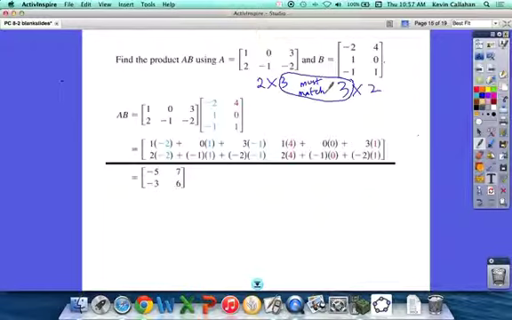Okay, so before we get to that, what's the order of our answer? 2 by 2. So you notice the 2 by 2 up here, right? These have to match. These become the order of the result. 2 by 2. Order of the product.